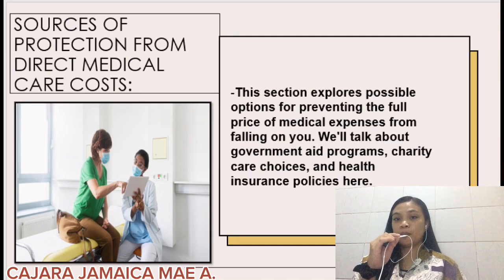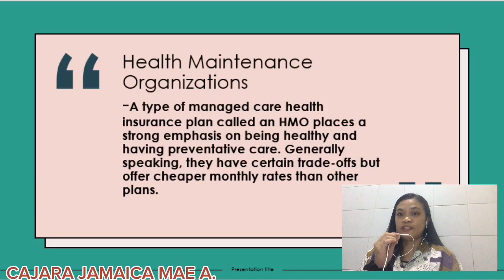Number two is peace of mind. Being able to concentrate on recovering rather than worrying about massive medical expenses is made possible by knowing you have some protection. Health Maintenance Organization. A type of managed care health insurance plan called an HMO places a strong emphasis on being healthy and having preventative care. Generally speaking, they have a certain trade-off but offer cheaper monthly rates than other plans.